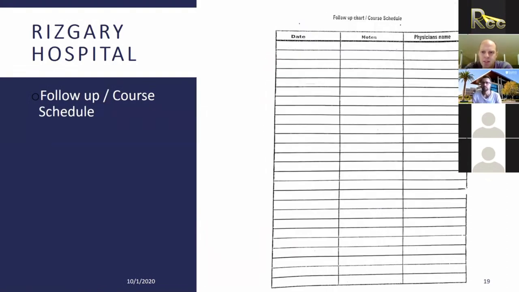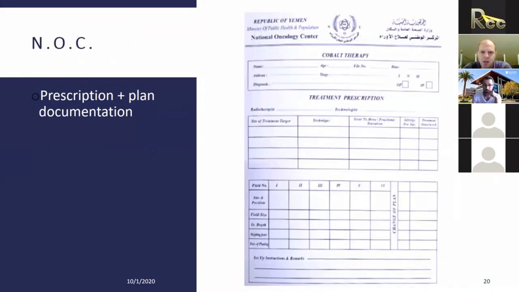And then this looks like, I'm assuming, what the physician uses when they meet with the patient during treatment checks. And so they have a date, notes, and the physician's name. So very, very straightforward. All right, so moving on, this is to the National Oncology Center.